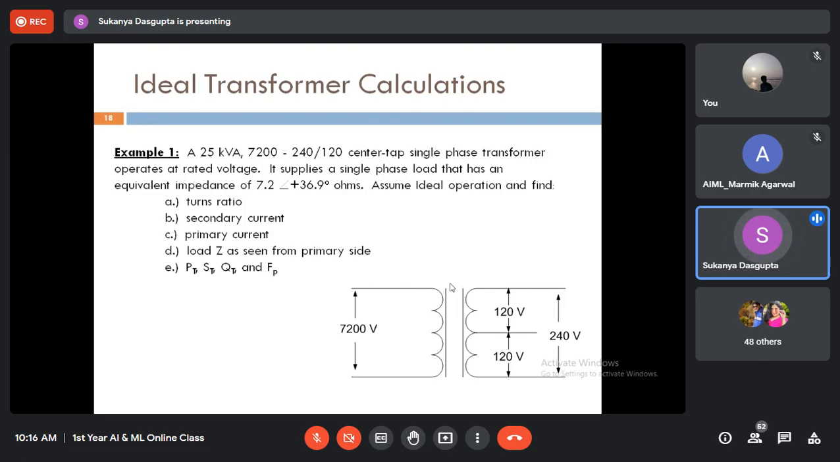It's a 25 kVA, 7200 hyphen 240 by 120 center tap single phase transformer operates at rated voltage. What is the meaning of this line? 7200 volt is the primary voltage, and secondary voltage is actually 240 by 120. It's a center tap. See, the rating of the secondary voltage is 240 volt, the total voltage across the secondary winding, but it's a center tap secondary winding.